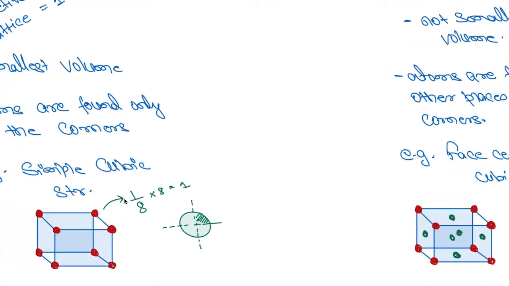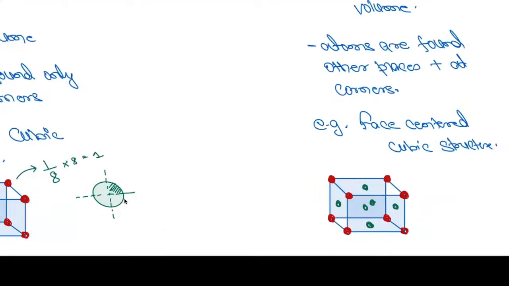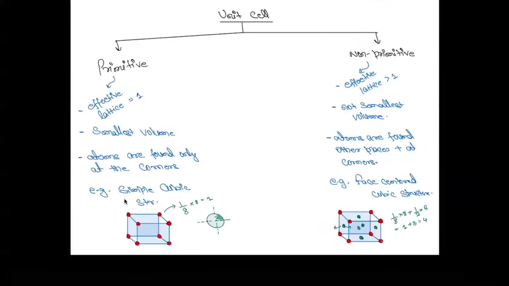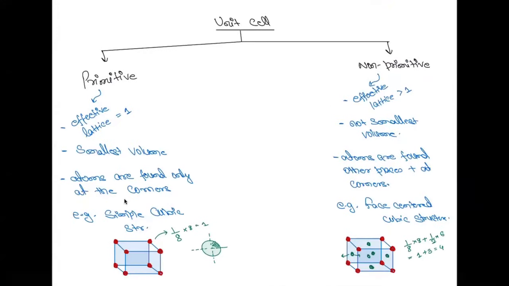So this is only the scenario in case of a primitive cell. But here, it is more than one, like 1/8 into 8, right? Plus face center will have half sharing, right? Half belong to this cube and half belong to the cube next to it. So it is half into how many? 6, right? So it is 1 plus 3, that is 4. So this is basically the difference between the primitive cell as well as the non-primitive cell.